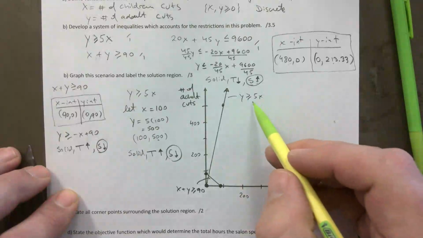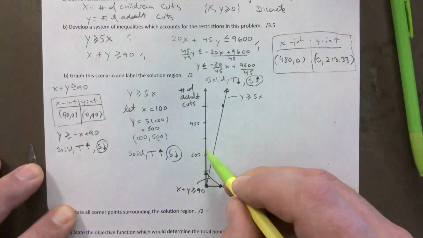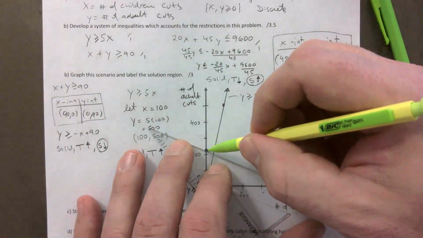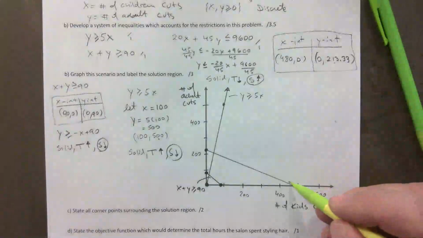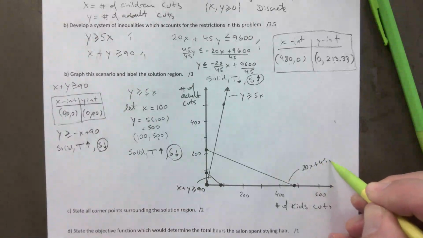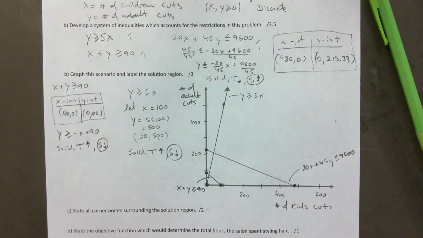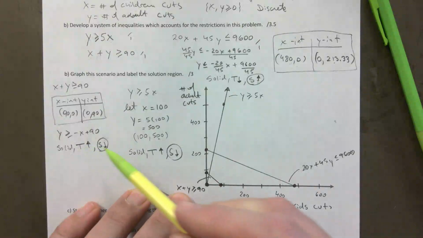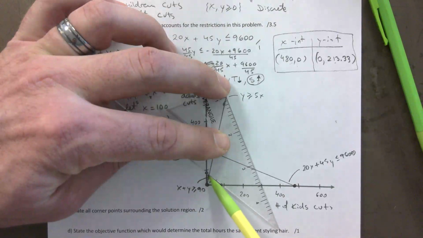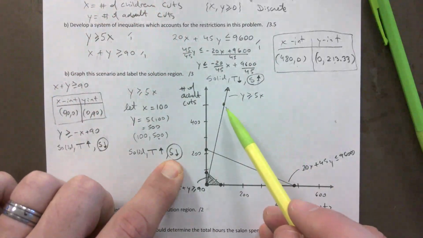Okay. Next is this one, 480, 0, and 0 to 213. So I'm going to connect the line right here, and this is going to be 20x plus 45y is less than or equal to 9600. There we go. Now shading. I'm shading below this small line right here. So that's all gone. I'm shading below this one.